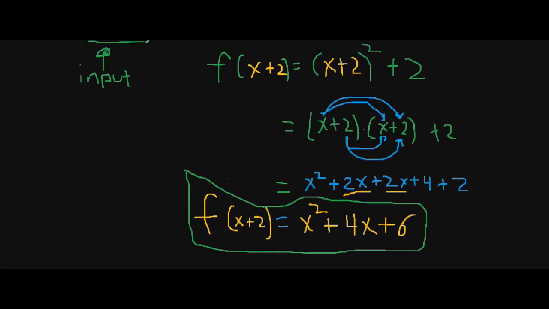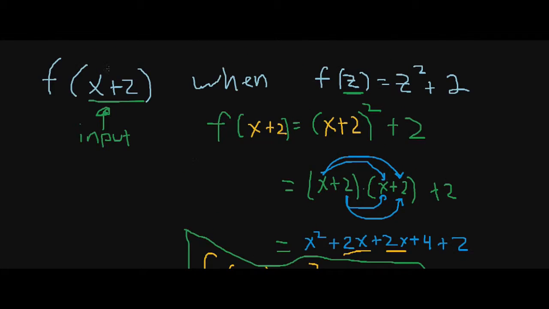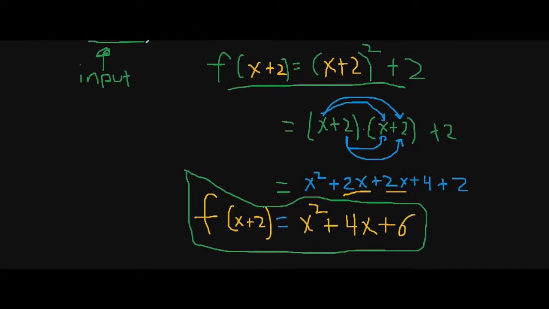We get an entirely new function, but that's okay. This is what it means when we're dealing with function notation. We're just plugging in whatever is inside our parentheses, f of x plus 2, straight into our function wherever we see, in this case, a z, which I showed you. f of x plus 2 equals x plus 2 squared plus 2. Distributive property, solve that out, and that's how we got that there.